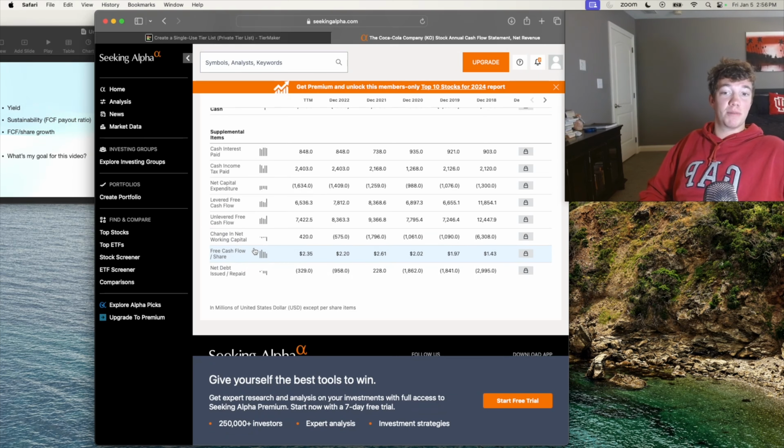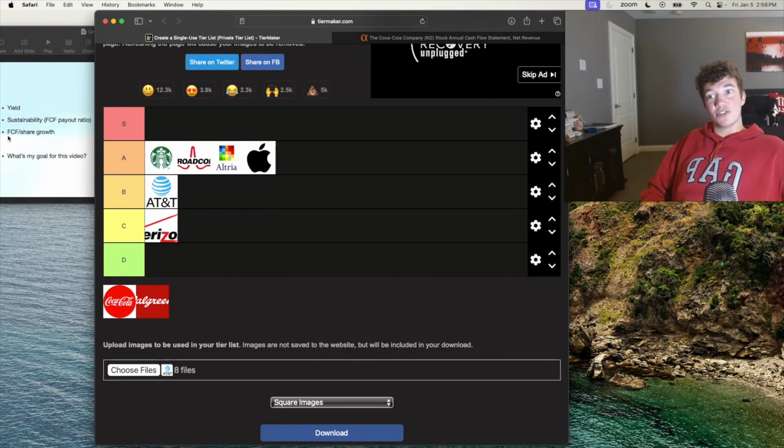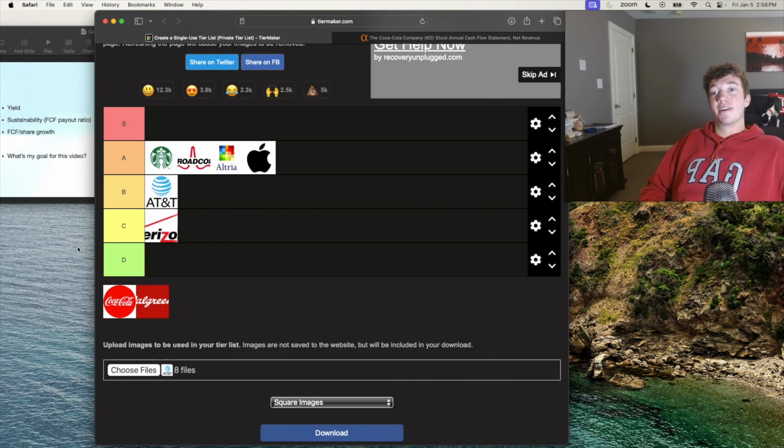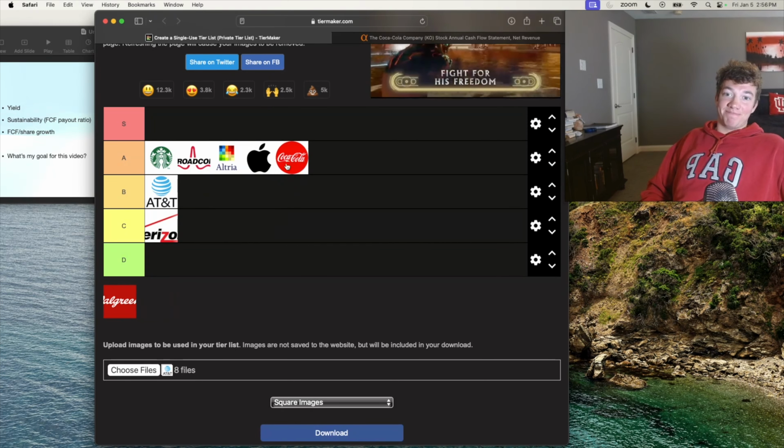Okay, I love this metric. It kind of kills two birds with one stone, in my opinion. And I probably talk about it in almost every video. What did we say we want to give Coke? It passed sustainability. It passed this trend of free cash flow per share. The yield was just over 3%. I guess I want to give it A tier.